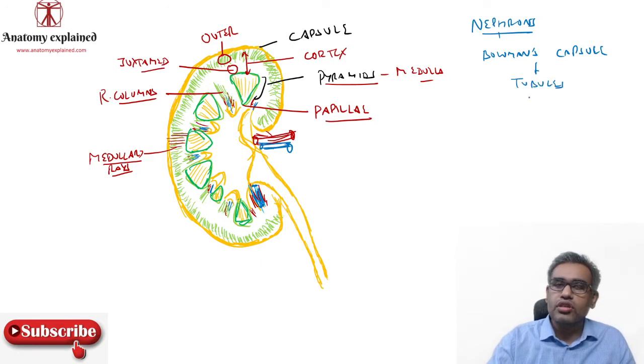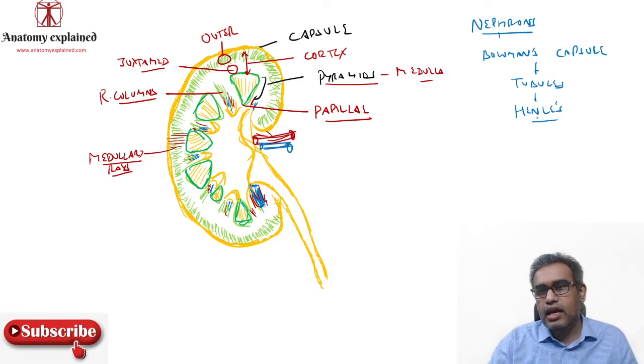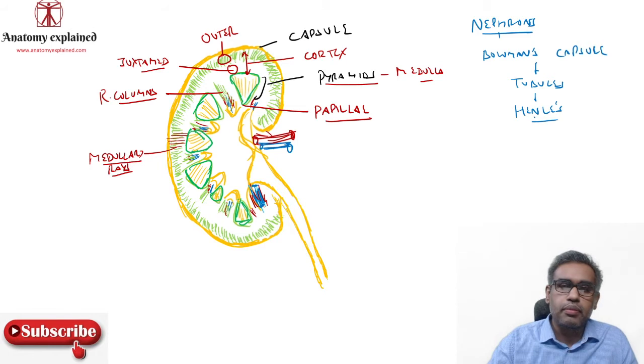You have the proximal as well as the distal convoluted tubules, and you also have a Henle's loop between the proximal and the distal. After the distal we have the collecting part. The reason I'm telling you this is because the Bowman's capsule and the glomerulus are mainly found in the cortex. Some would be in the juxtamedullary cortex. Imagine these are your glomeruli or Bowman's capsules, and a few would be in the outer cortex.